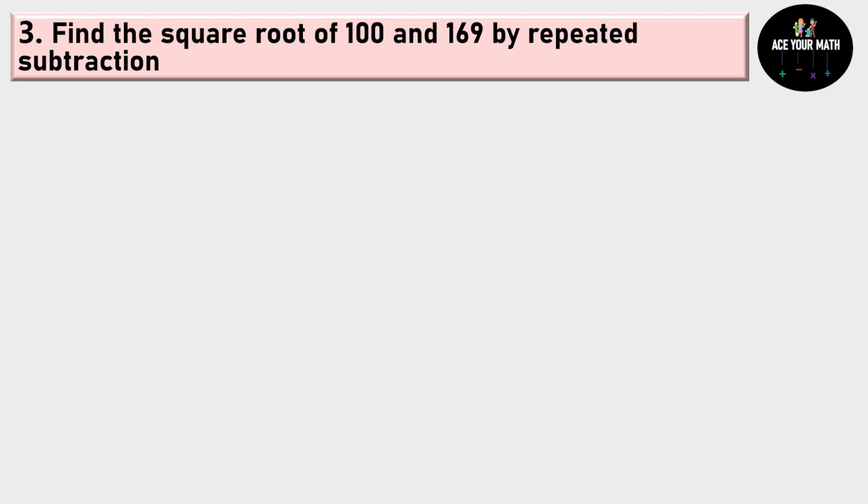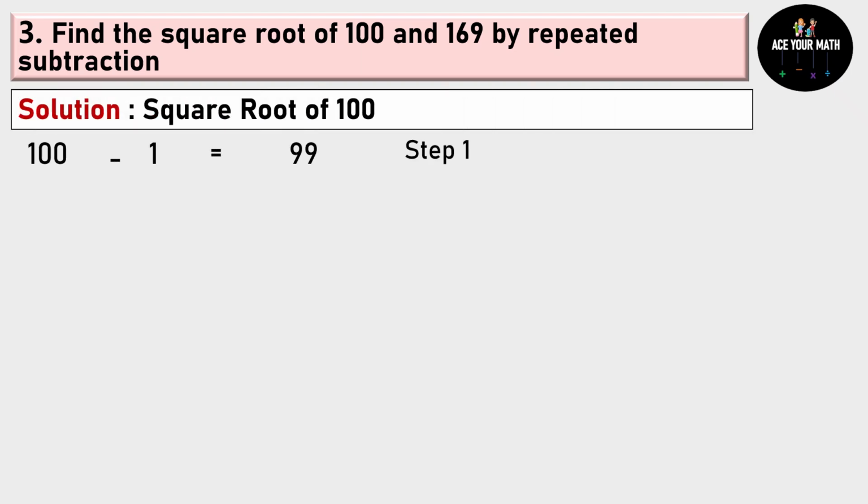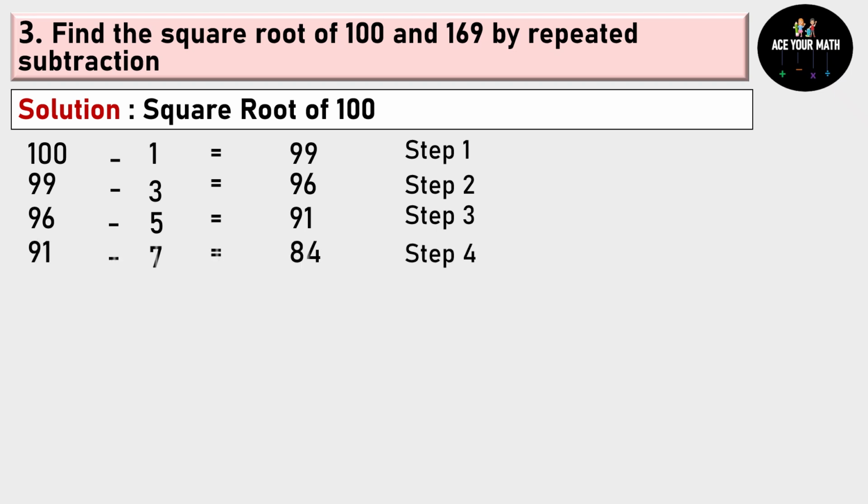Okay, let's see. We will do it step by step. From 100 you will first subtract 1. When you subtract 1 from 100, you get 99, right? Now you will subtract 3 from 99, because which odd number comes just after 1? It is 3. Now you will subtract 5 from 96, you get 91. Now from 91 you subtract 7, which is the next odd number. We will keep doing this till you get 0, right?